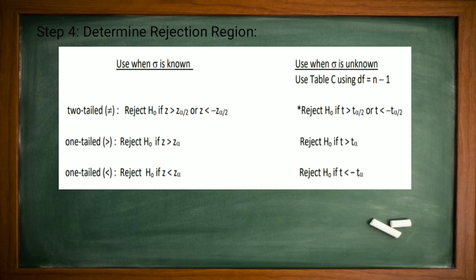Next, reject the null hypothesis if t is greater than t alpha. So, yan po yung ating right-tailed. And the next, or last, reject the null hypothesis if t is less than negative t alpha. Okay, so yan po yung ating left-tailed. So, yan po yung step 4. Determine the rejection region. So, later po, magbibigay kami ng example.